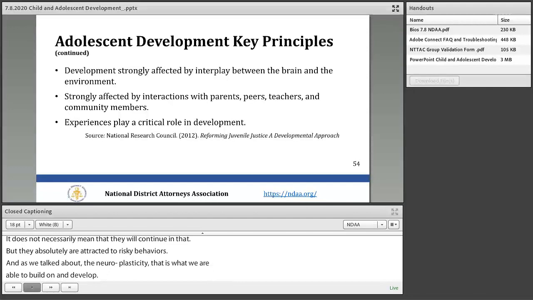We have, I think, talked about all these things in terms of the interplay between the brain and the interaction with the parents and the experiences that the kids develop.